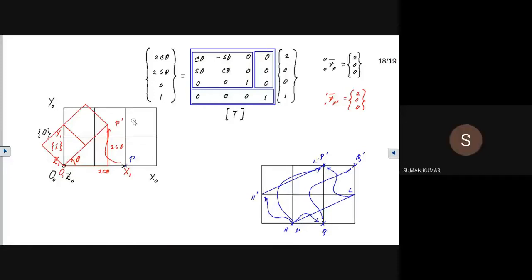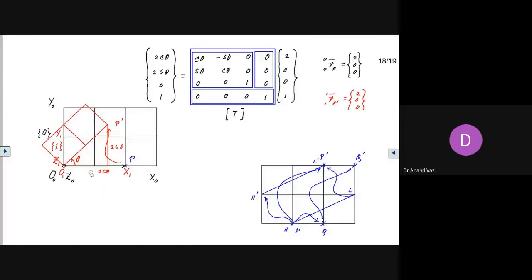Sir, if theta is clockwise or anti-clockwise, is there no change in the matrix? In this case, theta is taken in the anti-clockwise, positive direction. If you want to take it clockwise, then it will become minus theta. Conventionally, the angle is always measured counterclockwise. I think you have done that in your trigonometry and geometry courses.